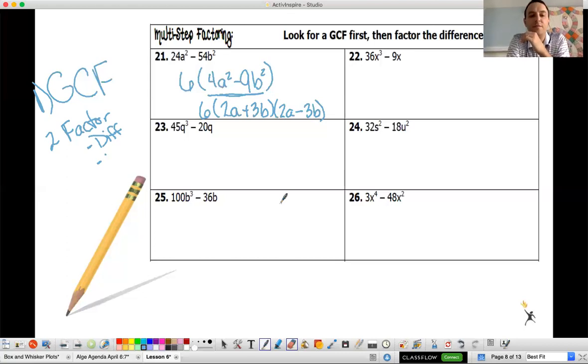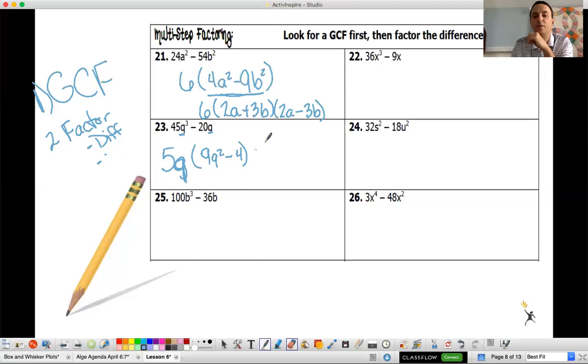So let's take a look at 45q cubed and 20q. What is the greatest common factor of 45 and 20? 5. Now, my second question, can a variable be factored out at this point as well? Yes. Since q is in both terms, I can go ahead and factor out a q, leaving me with 9q squared minus 4.